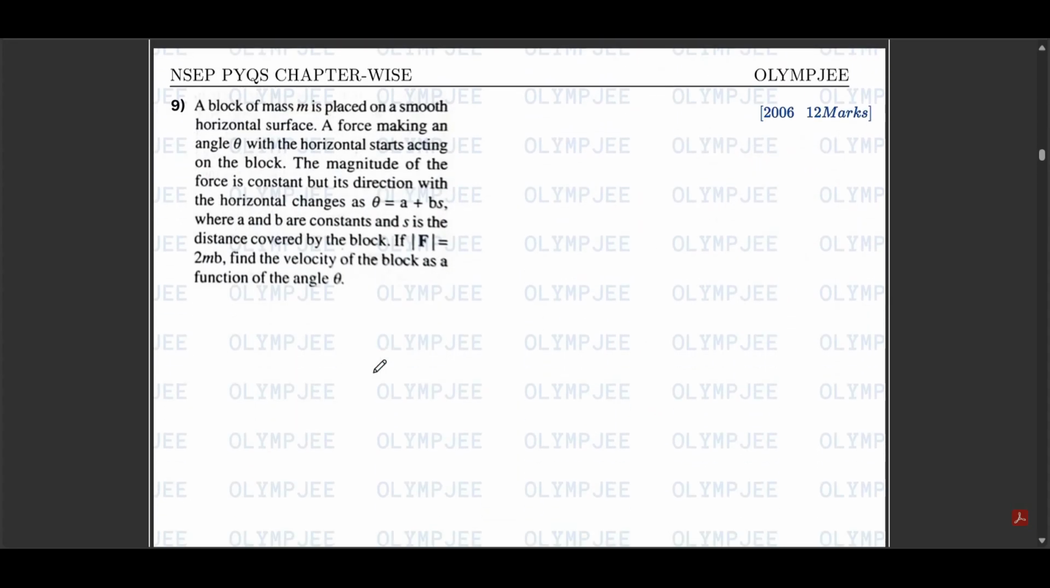Moving on to question 9, we have a block of mass m placed on a smooth horizontal surface. A force making an angle theta with the horizontal starts acting on the block. The magnitude of the force is constant, but its direction with the horizontal changes as theta is equal to a plus bs, where a and b are constants and s is the distance covered by the block. If the magnitude of force is 2 mb, find the velocity of the block as a function of the angle theta. This is a 12 marker question and this is a good question.